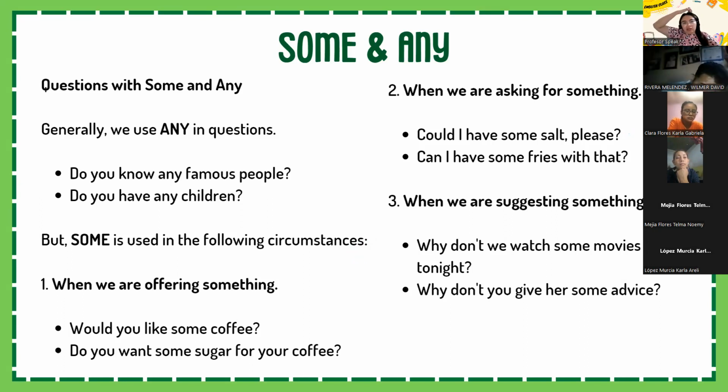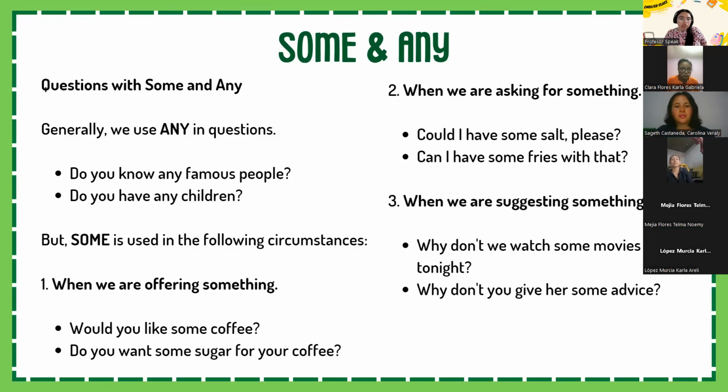Any viene a ser como cualquier o cualquiera. That is the meaning of any. ¿Conoces cualquier famoso? Ese vendría a ser como el significado de any. Y podemos sustituirlo. Do you know somebody that is famous? Así sí lo podríamos sustituir. Pero somebody famous people, no. Sino que tendría que ser, do you know somebody? Do you know somebody that is famous? Así, sí lo podríamos usar. But other than that, o sea, quitar el any y poner como somebody, do you know somebody famous people? No. Just in that way.